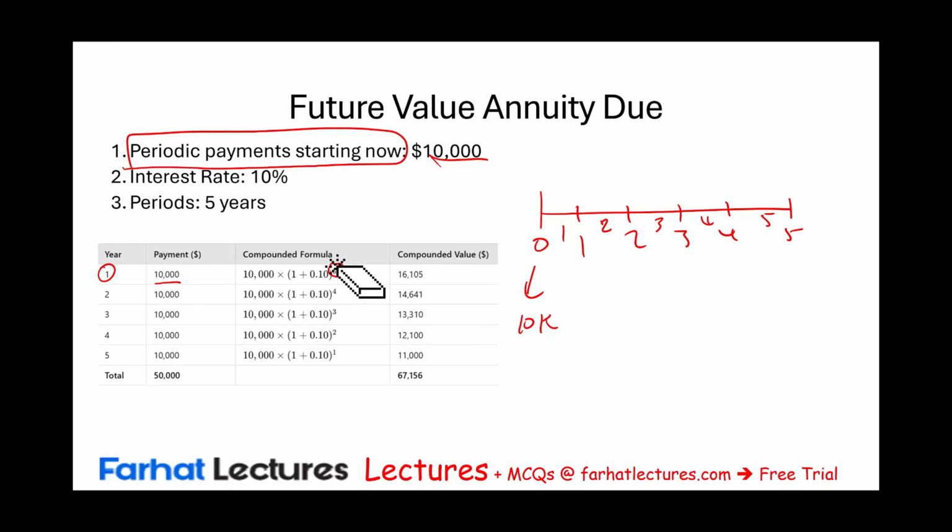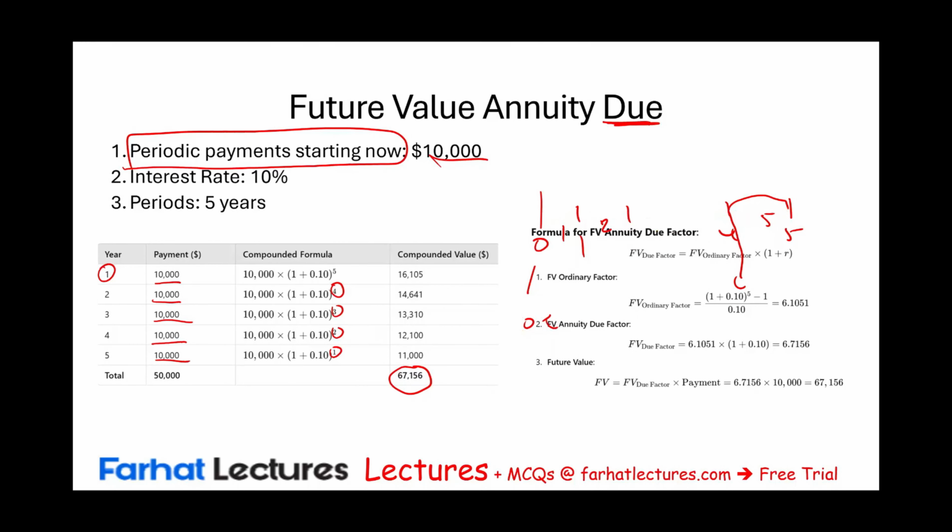Therefore, it's going to grow to 1 plus 0.1 raised to the 5th power. The second one is going to grow for 4 periods. The third one grows for 3, the fourth one 2, and the last one, the fifth payment, is made here and it's going to earn one additional period. So if we compute the future value of an annuity due, it's going to end up to be 67,156. Now, this is one way to do it.